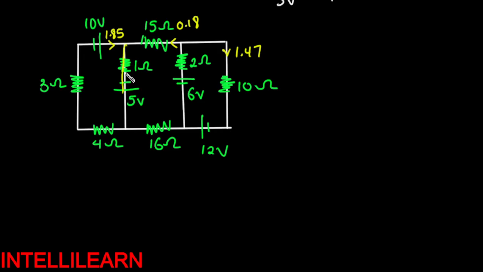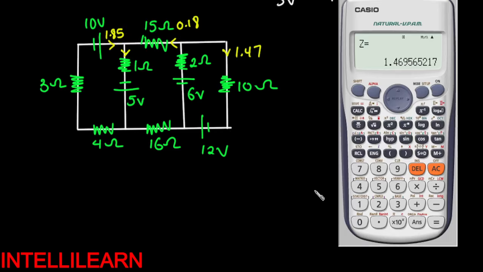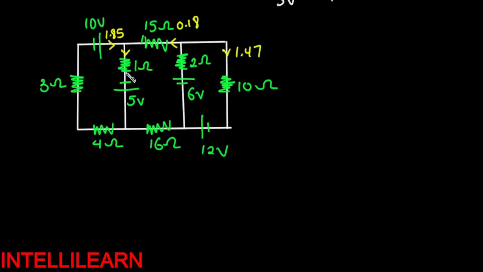See that this current and this current are coming into this junction, right? This is entering the junction, this is also entering the junction. So that means that both of them will add up together and form this current. So we have 1.85 plus 0.18. That gives us what, 2.03. So that means the current in this middle branch is 2.03. What about the current here?